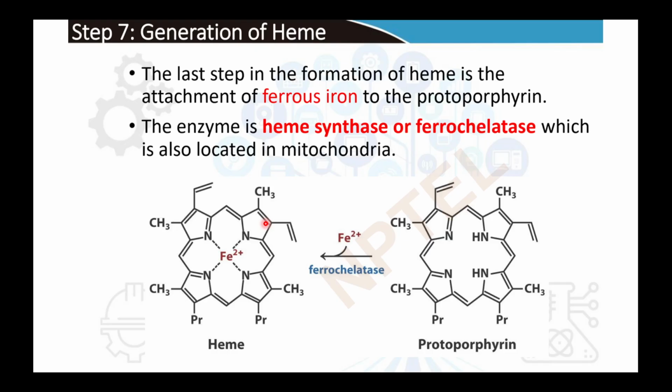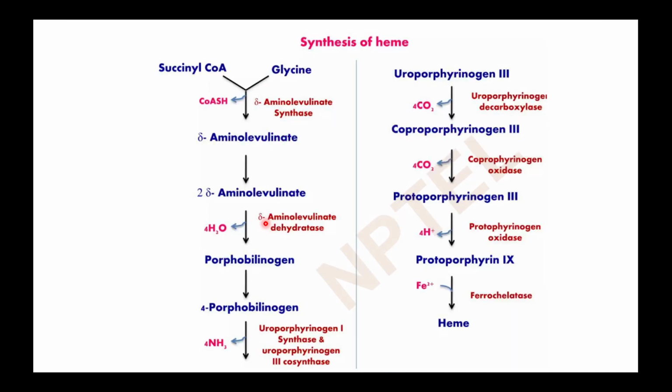So heme synthesis is ultimately occurring in the mitochondria. That means the final heme product is formed inside the mitochondria because this enzyme heme synthase or ferrochelatase is present in the mitochondria. So Fe2+ is introduced or attached to the protoporphyrin to form heme. So this is the whole synthesis of heme.